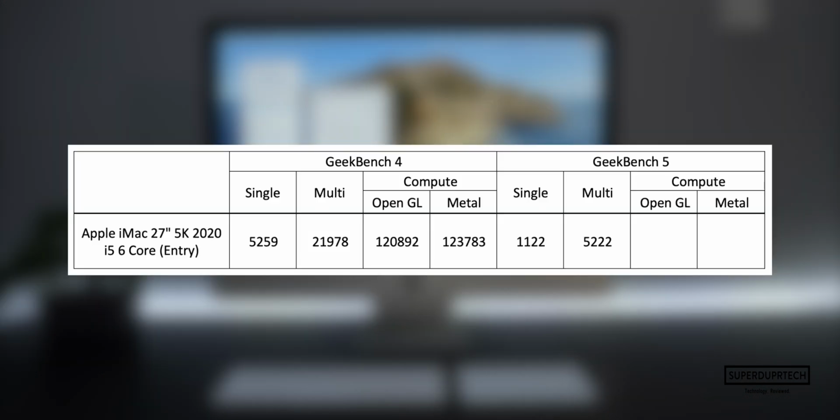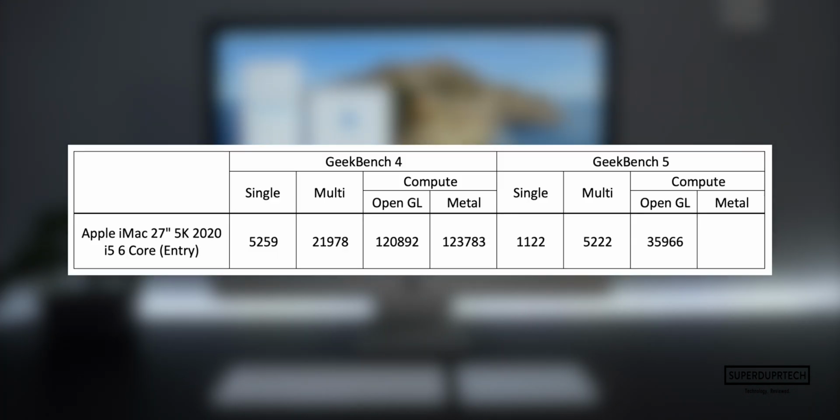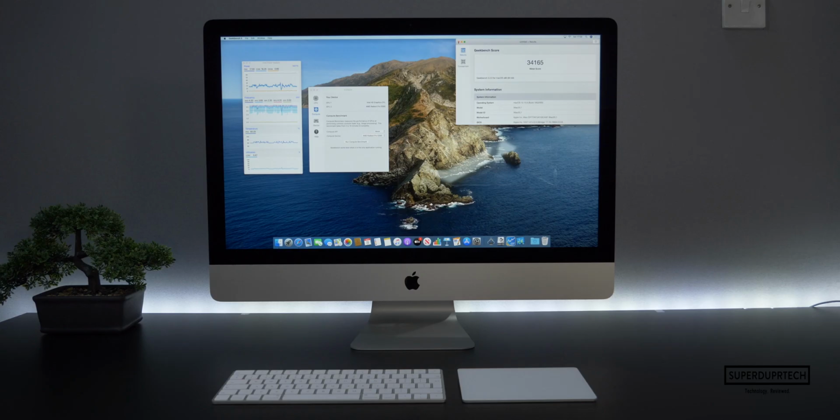And just like I had previously done, I ran the Geekbench compute test for both OpenGL and Metal, and got an OpenGL score of 35,966, whereas when testing Metal, I got a score of 34,165.